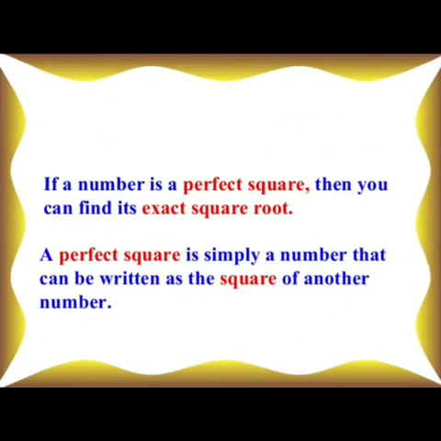Okay. The next one. If a number is a perfect square, then you can find its exact square root. This is your new word, square root. If a number is a perfect square, then you can find its exact square root. A perfect square is simply a number that can be written as the square of another number.